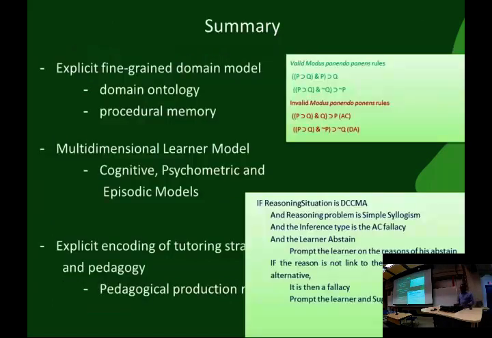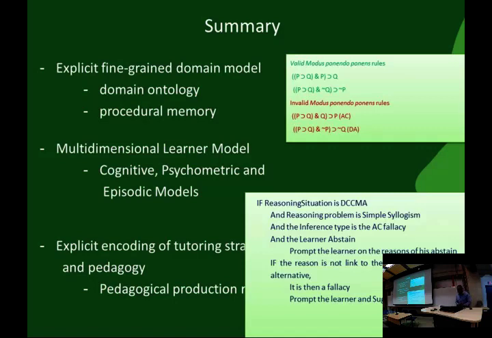In summary, what we have done is to develop an intelligent tutoring system, by providing an explicit fine-grained domain model, a domain ontology and procedural memory, developed in collaboration with HPS. We also contribute a multidimensional learning model, where the current focus is on the cognitive and psychometric part of the model. There is no affective information in this version of the system, but we are planning to take the learner's affect into account during these reasoning situations.